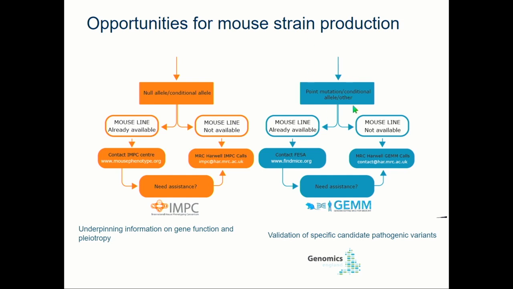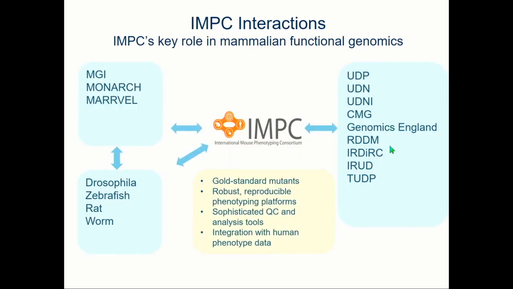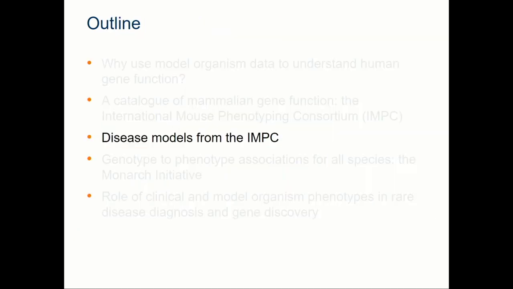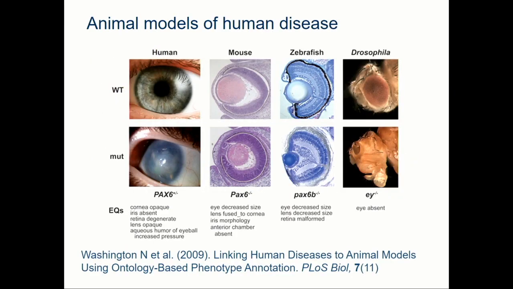If it's a missense mutation that they're interested in, there's a small chance there might be a relevant mouse line already available. But generally, we'll want to produce the mouse version of that point mutation and phenotype it. So various of the IMPC centers are setting up pipelines to do this, and in the UK, MRC Harwell have set up this Genome Editing Mice for Medicine call, where people can nominate to have some of these point mutations made in the mouse. We're particularly using this for Genomics England to validate some of the 100,000 Genomes Project mutations.